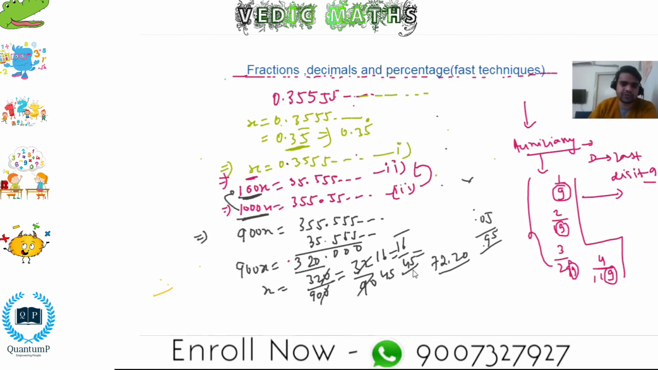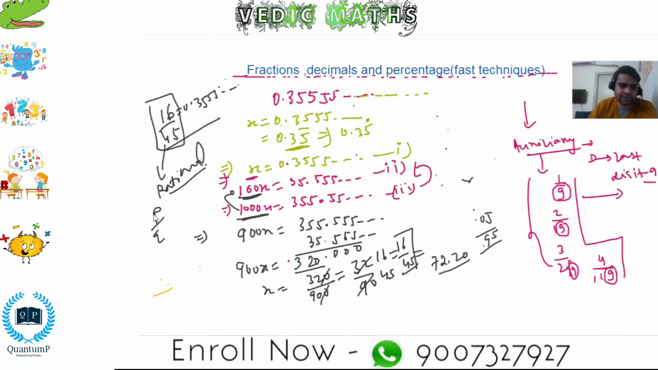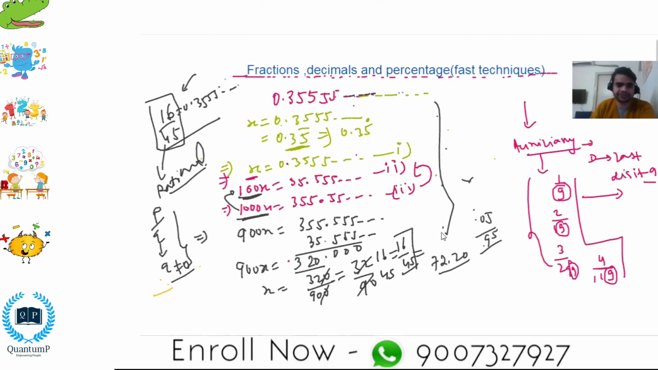Okay, so 16 by 45 is equal to 0.3555 dot dot dot. See, this 16 by 45 is a rational number. Always remember, a rational number is a number in the form of p by q, where p and q are integers, and q cannot be 0. This is the condition of a rational number. So every non-terminating recurring number can be converted into a rational number in this way.